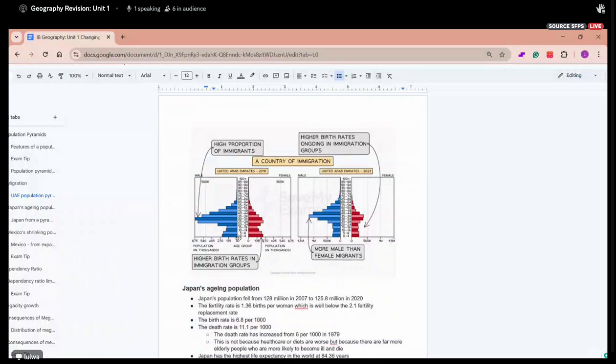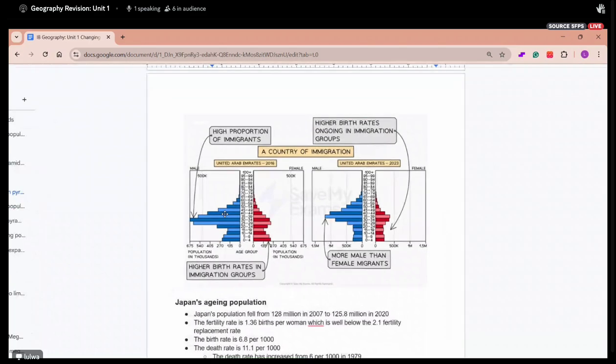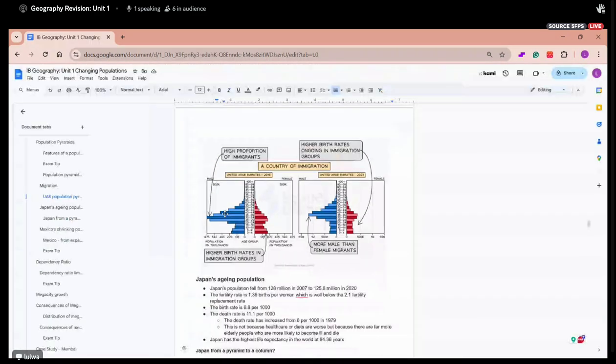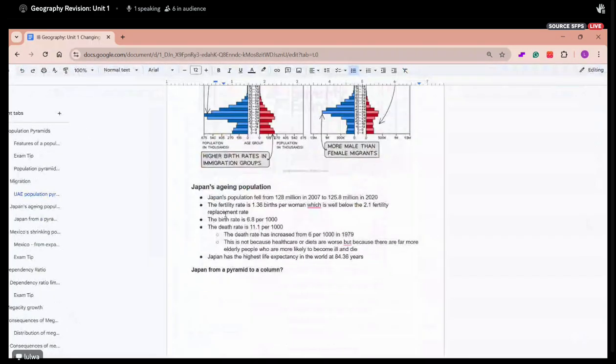As you can see, there's a very large spike in the economically active men in the UAE because of large migration. And then for Japan, however, because they're an aging population, they have a very low birth rate, which is 6.8 per 1,000, and they have a death rate of 11.1 per 1,000. So Japan has the highest life expectancy in the world at 84.36.